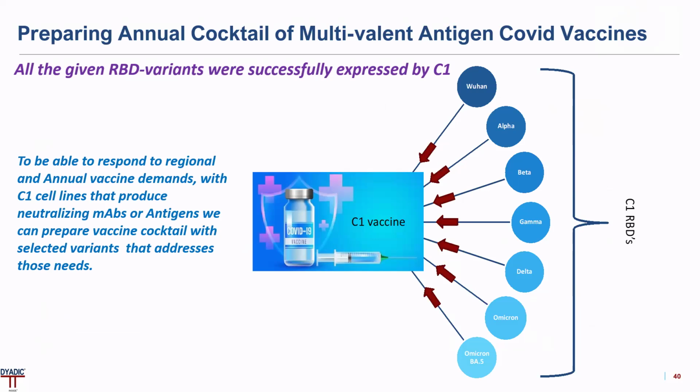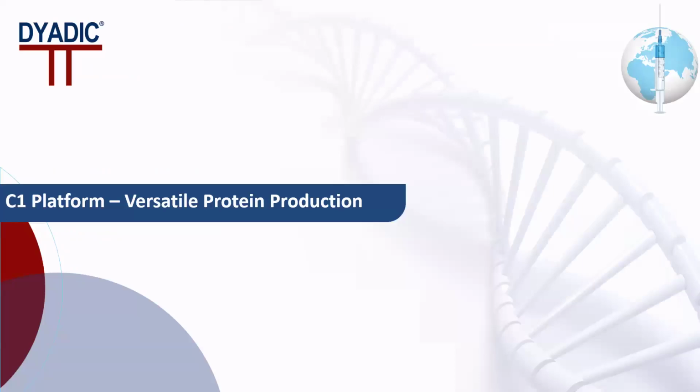It would be a more efficient, quicker, better way to do that. From a regulatory perspective, if you can have consistency from batch to batch to batch of your multi-cocktail, it would be a wonderful thing. And here's just an example again, whether it's an antibody or an antigen, we can blend them individually, or we can make them in a multivariant cell line.